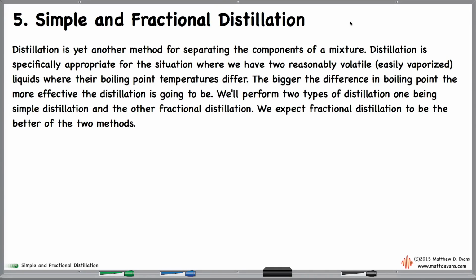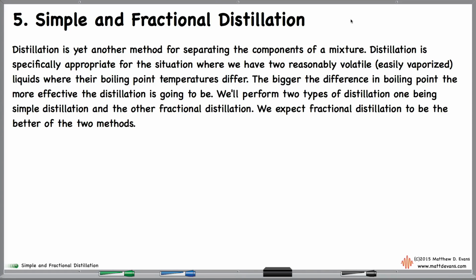Ideally, the two liquids have boiling point differences of at least 10 degrees Celsius. The bigger the difference in boiling point, the better this is going to work in terms of distillation. But it is a separation technique, and that's what we're going to do here. There's two types that we're going to perform.